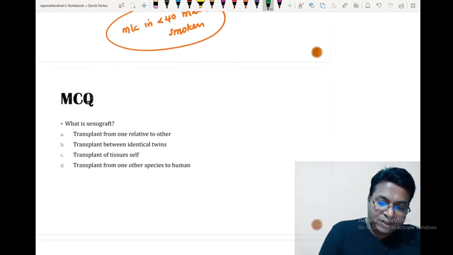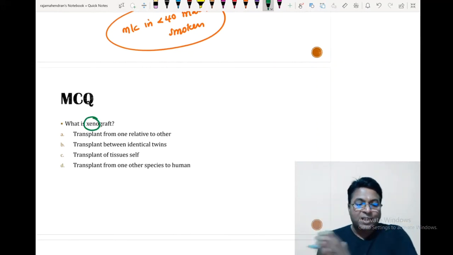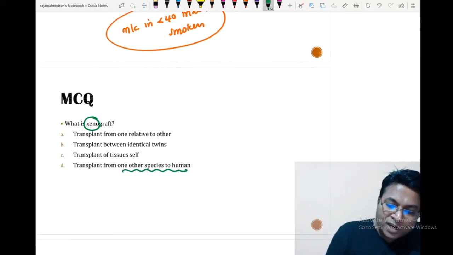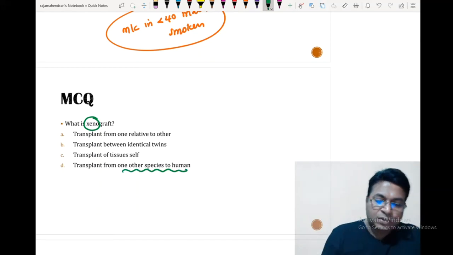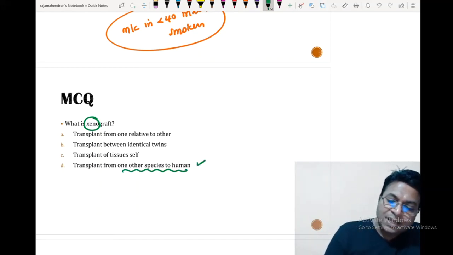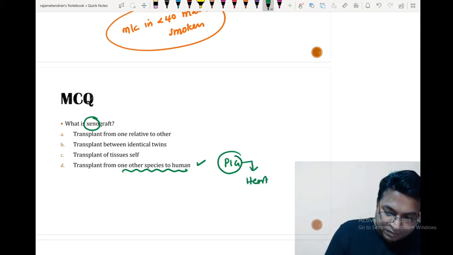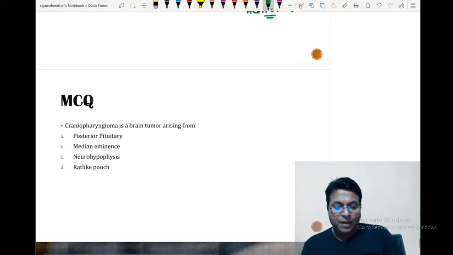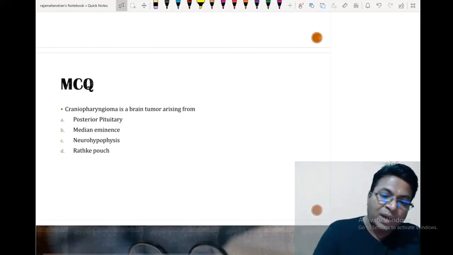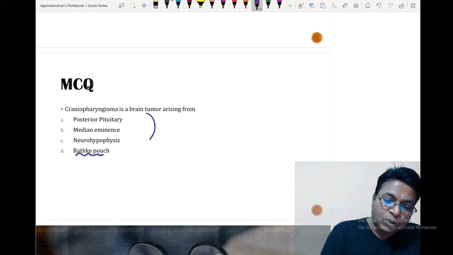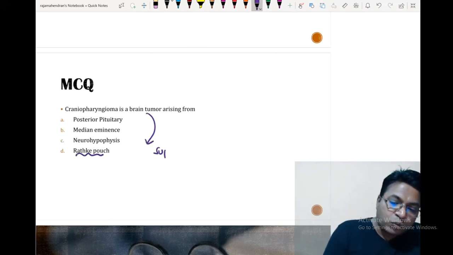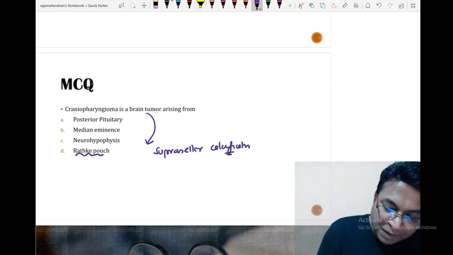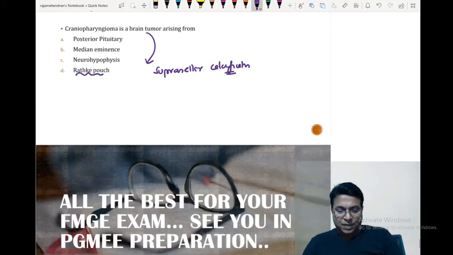What is xenograft? Xeno means from one species to another species. A transplant from another species to human is known as xenograft, and usually we get organs from pig. From pig we get heart valves. That is a xenograft. Craniopharyngioma is a brain tumor arising from Rathke's pouch. Craniopharyngioma appears with suprasellar calcification.